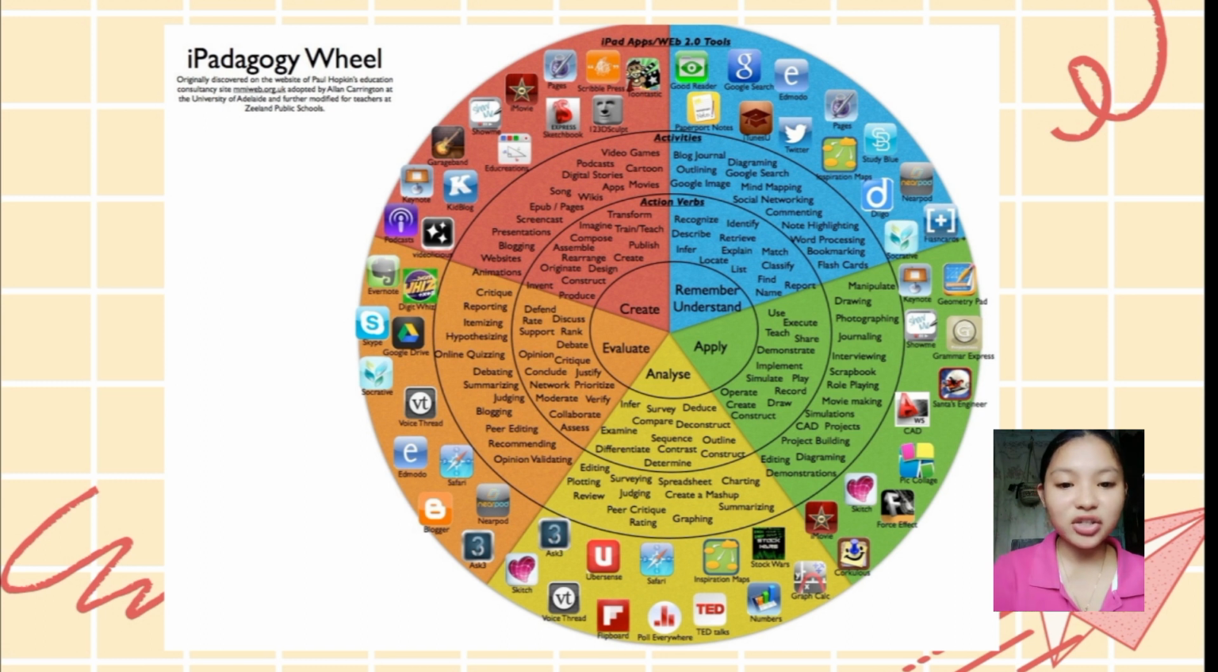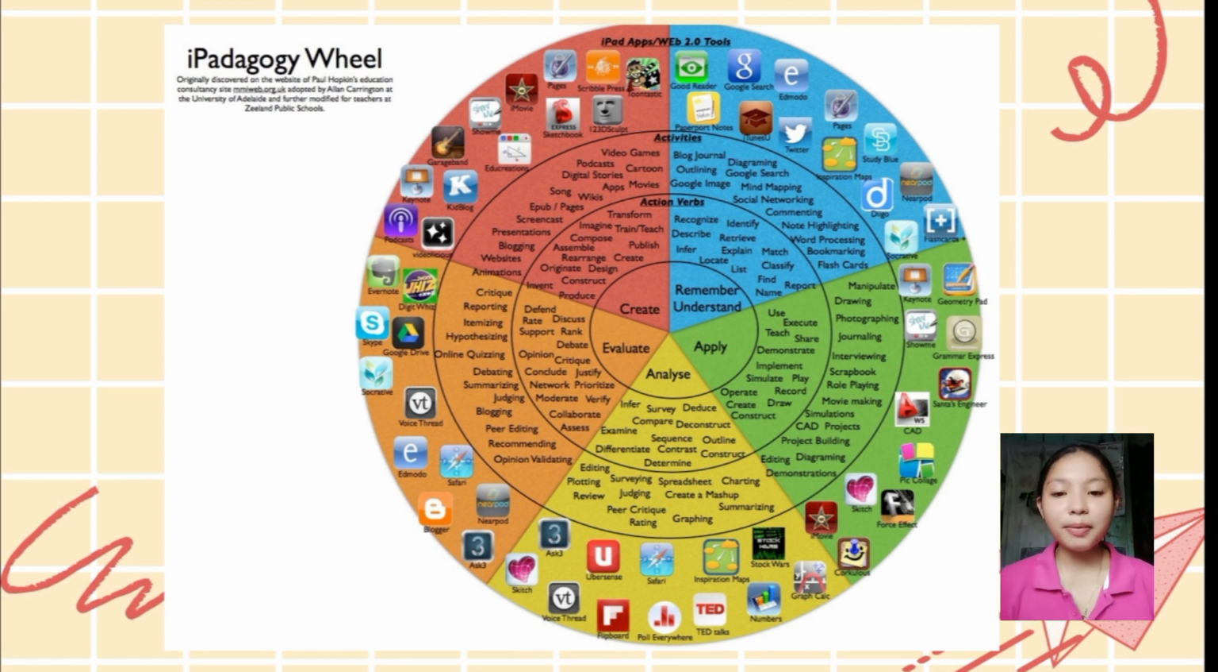As you can see in the center, there are the skills articulated in Bloom's taxonomy. We have remembering, understand, create, apply, analyze, and evaluate. Each skill has specific applications that you can use in choosing appropriate applications in your teaching. As you can see, create has its specific applications, as do remembering, understanding, apply, analyze, and evaluate. So that is the Pedagogy Wheel of Alan Carrington.